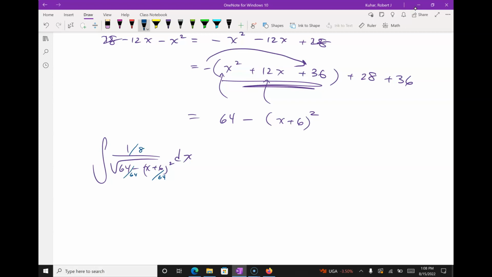Is that right? Okay, I'm starting to doubt myself. It's tricky in that the 64 is inside of the square root. So I'm dividing by 64 inside of the square root, but if I'm dividing inside, I have to divide outside too. So I'm dividing by 8 on the outside. Is that okay? So now I have 1/8 times the integral of 1 over the square root of 1 minus the quantity x plus 6 over 8, all squared, dx.